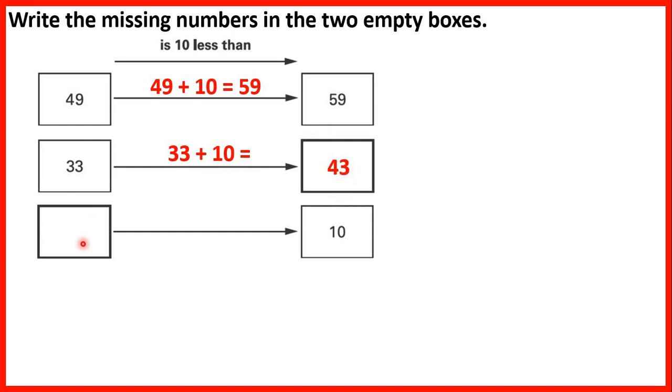Now, what number is 10 less than 10? So this number plus 10 equals 10, and 0 plus 10 is 10, because if we add a number to 0, then our answer will just be the number that we add. So 0 plus 10 is 10, which means that 0 is 10 less than 10.